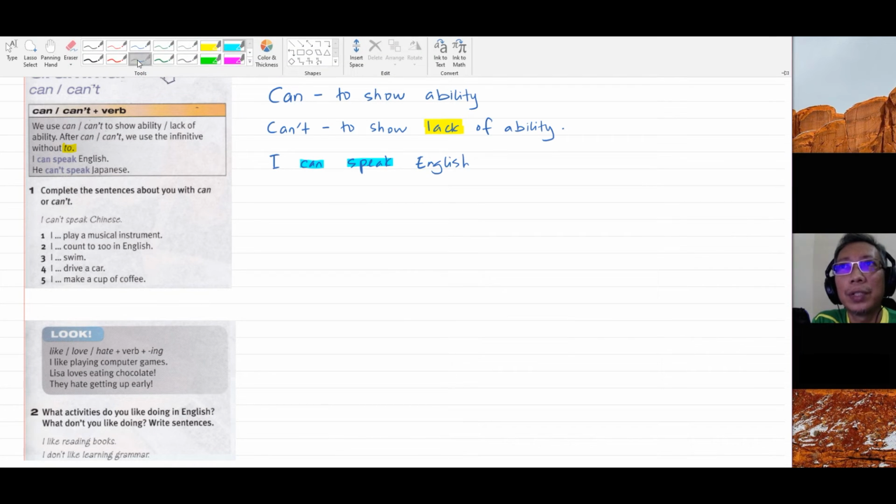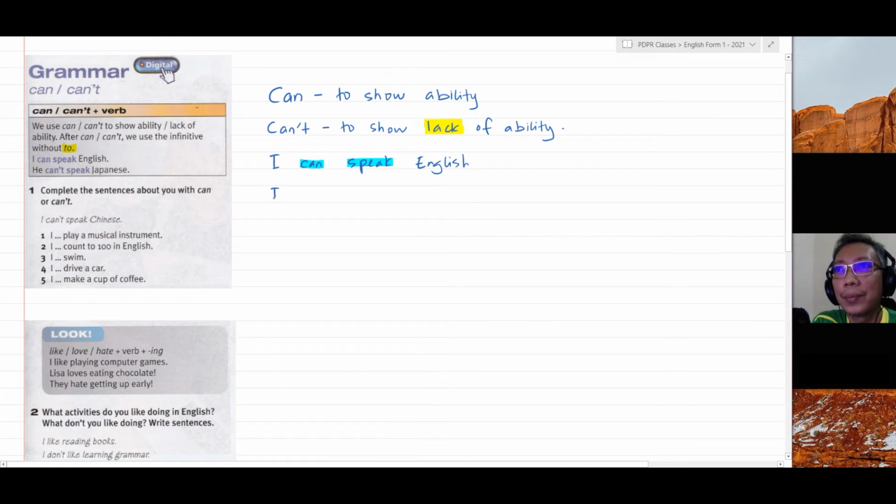So if you write like this, I can to speak English, this is wrong. Okay? You don't need to use to in this sentence. Okay, other example given here. He can't speak Japanese. Dia tidak boleh bertutur dalam bahasa Jepun.